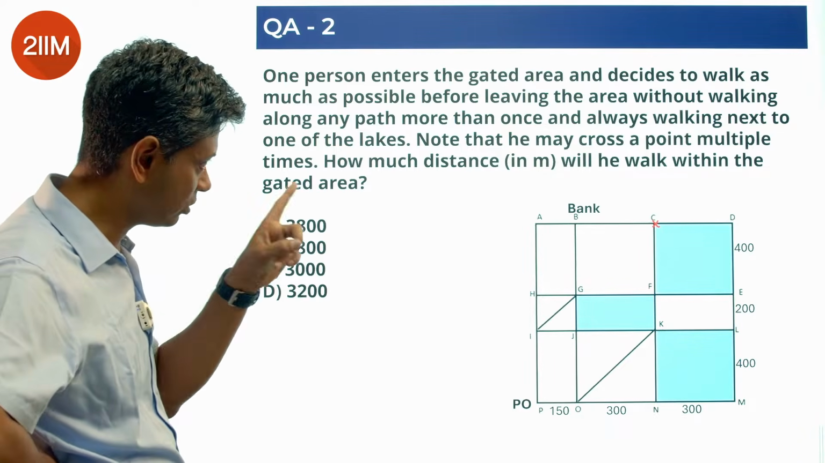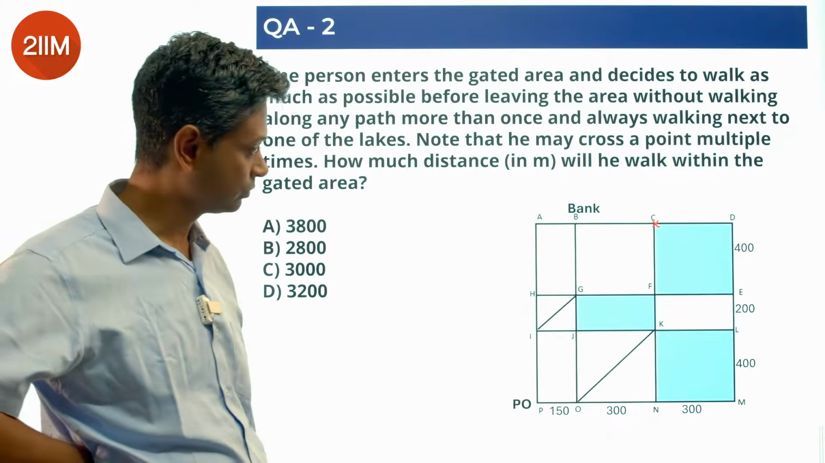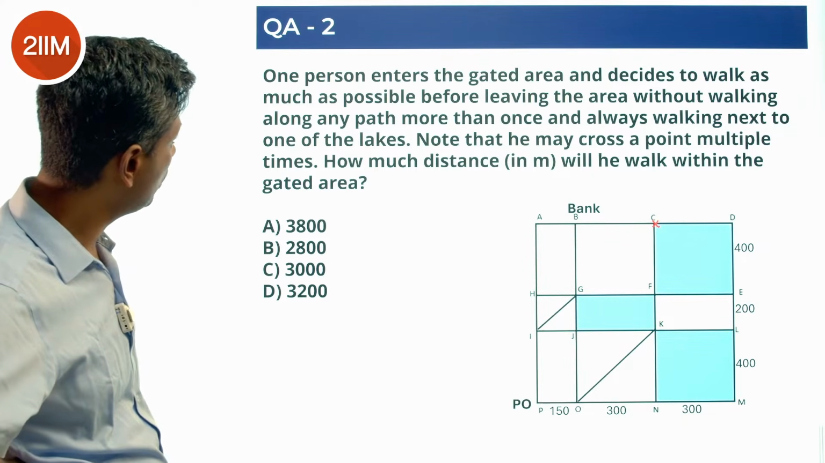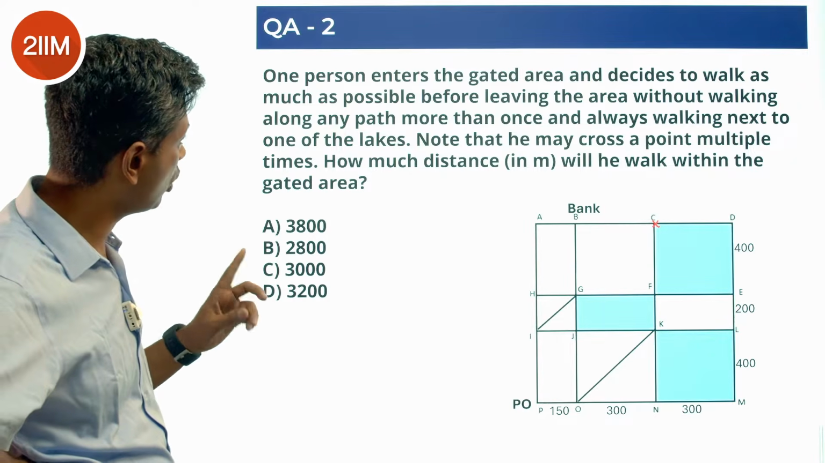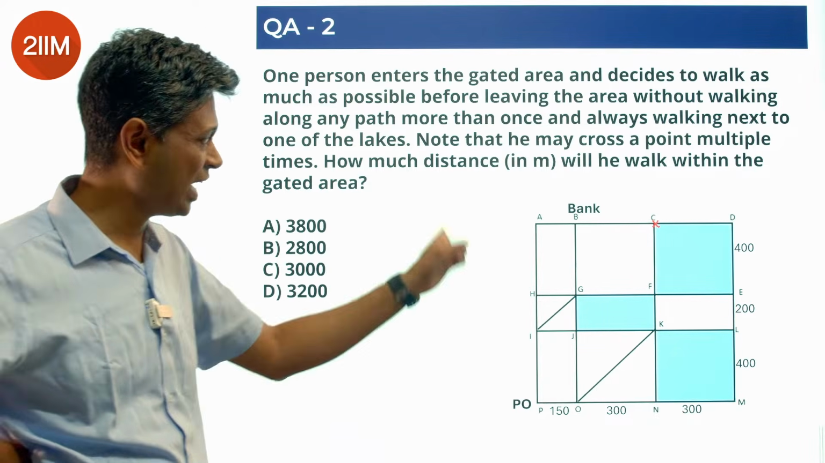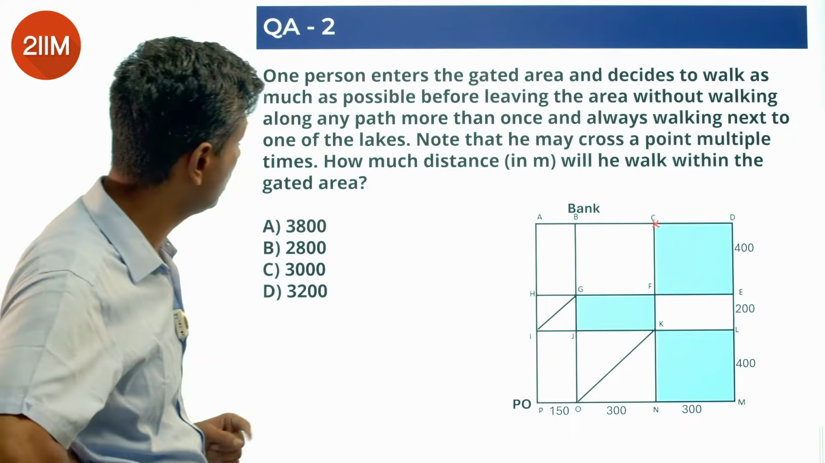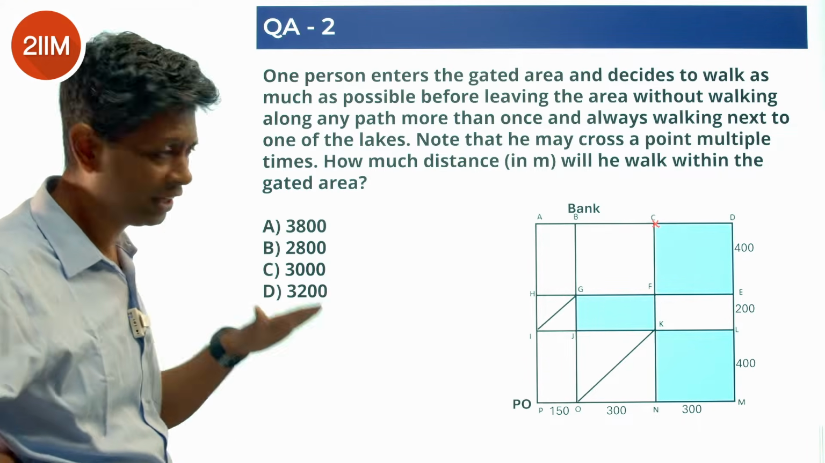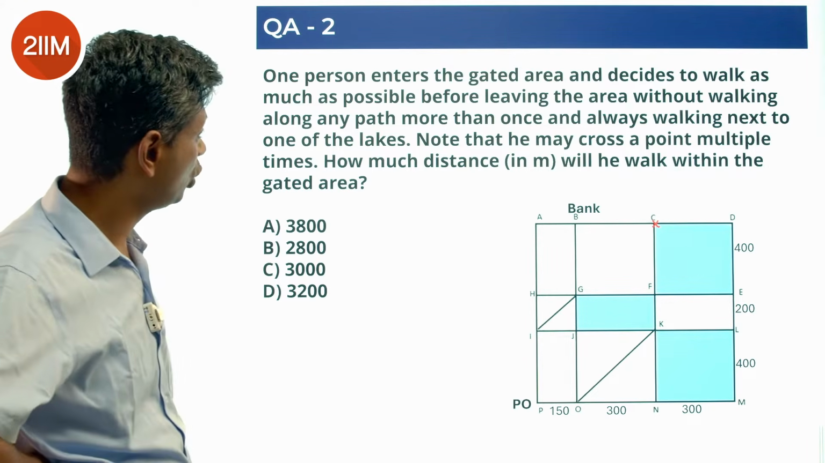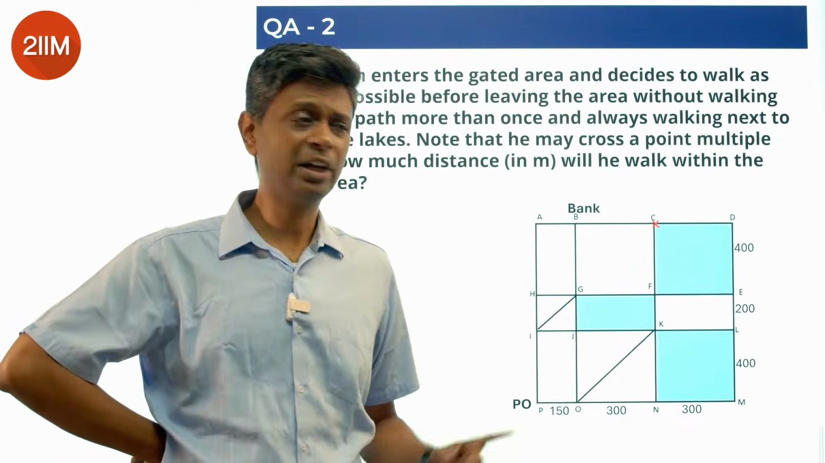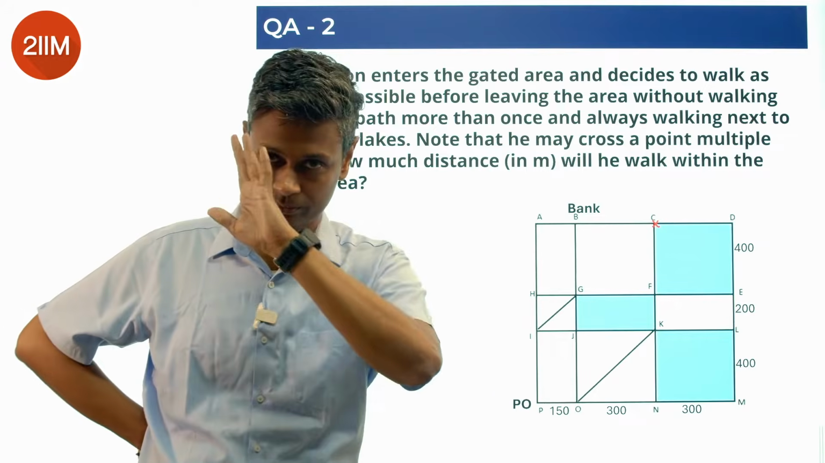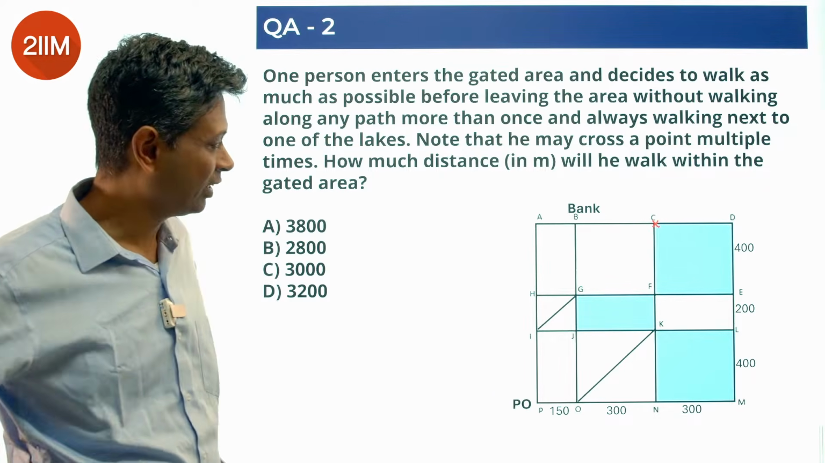So he enters at C, leaves at C, right? And he will walk without walking along any path more than once, each edge maximum once, and always walking next to one of the lakes. Note that he may cross a point multiple times, he may cross F any number of times, but he'll go on EF only once. So, super. Now let's go around the lake.